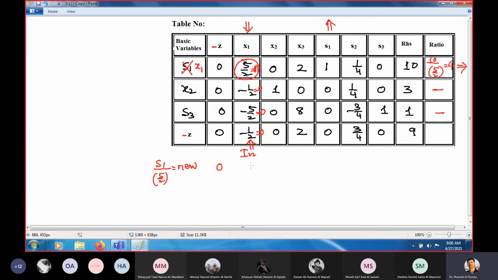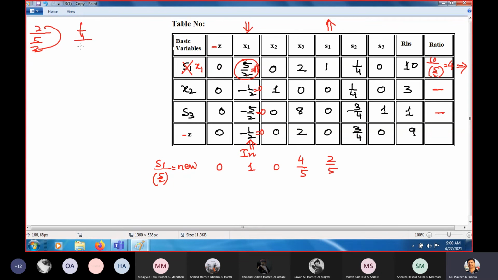So 0 divide 5 by 2 is 0. 5 by 2 divide 5 by 2, it is 1. 0 divide 5 by 2, 0. 2 divide 5 by 2. 2 times 2 is 4, divide 5. 1 divide 5 by 2. It is 2 by 5.